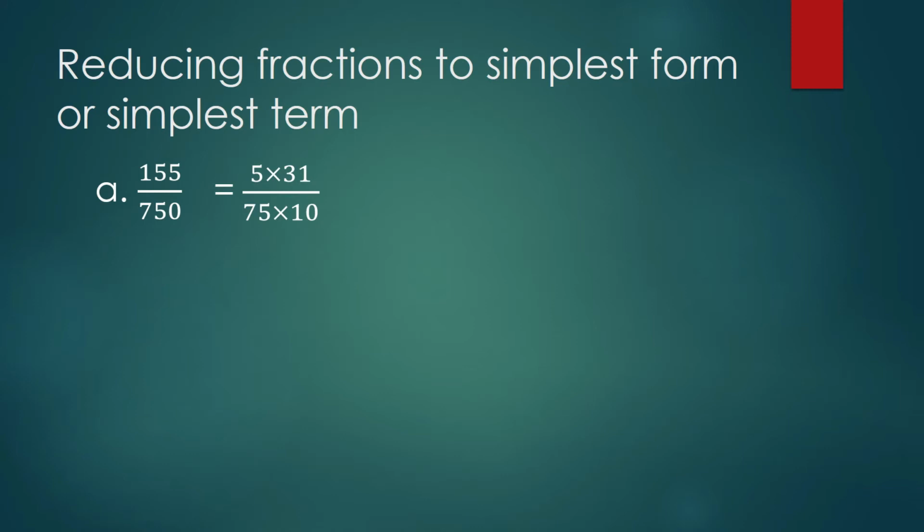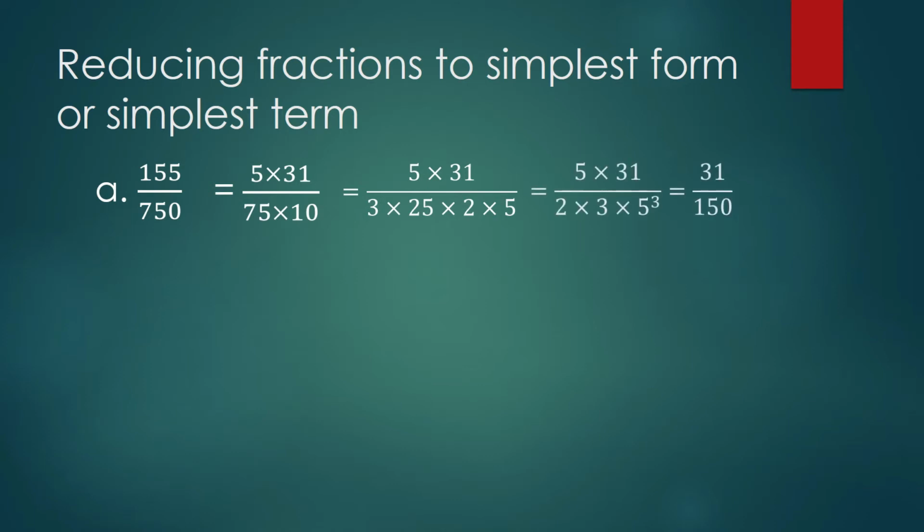750 is 75 times 10. 75 is 3 times 25. 10 is 2 times 5. 25 is 5 squared. And so applying your laws of exponent, 5 squared times 5 is 5 cubed. 5 is a common factor. 5 divided by 5 cubed becomes 1 over 5 squared. And so in simplest form, 155 over 750 is equal to 31 over 2 times 3 times 25, which is 150.